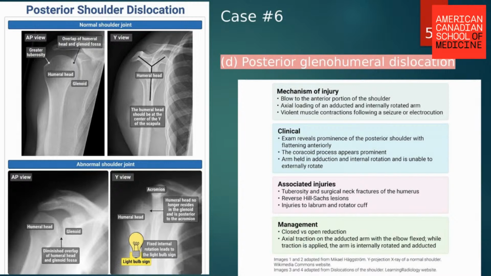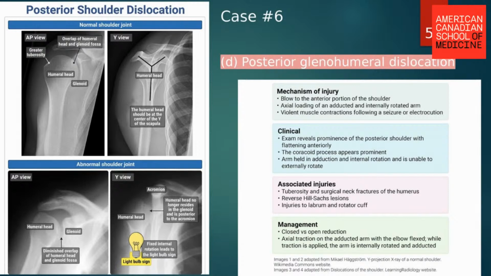And it takes a lot of force for this. Either a direct blow to the anterior or an axial loading, violent muscle contractions from either a seizure or electrocution. This might be the one where you have somebody come in that's working on a power line and they have a terrible electrocution, they come in with shoulder injury. I've seen patients with an electrocution that have bilateral posterior dislocations. So when you hear electrocution or a lightning strike or prolonged protracted seizure with shoulder pain, without necessarily falling, think posterior dislocation.